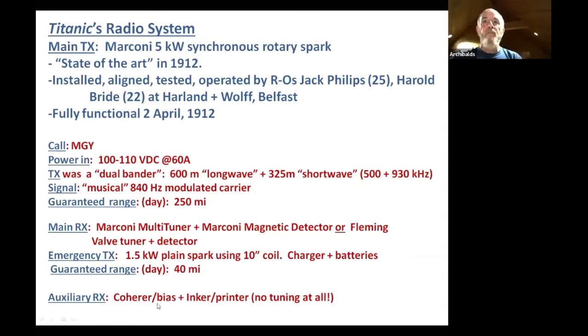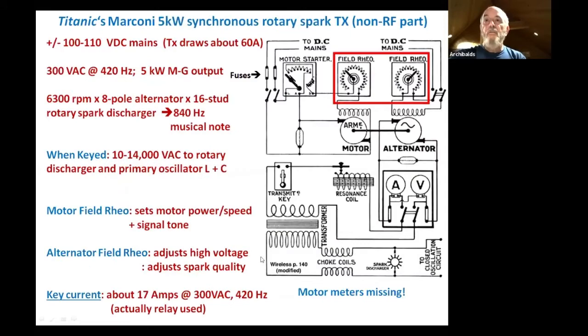And the auxiliary receiver was a nasty thing from about 1903. It was reliable, but it had no tuning at all. I don't know how, if you got 40 miles of that, you're having a good day. Now, I wanted to find a single schematic that would show everything in the radio, but that wasn't possible. The one doesn't exist, and there isn't one that shows everything without any mistakes. So anyway, here we go.